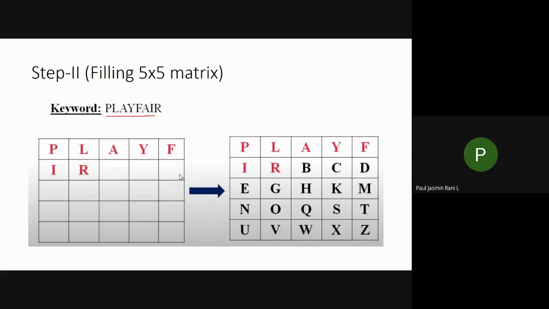Let us see how you can fill this 5 cross 5 matrix by using the keyword PLAYFAIR. First you have to have an empty 5 cross 5 matrix. How many cells will you have? 25 cells. You start filling from your first cell, that is, you have to write your PLAYFAIR first.